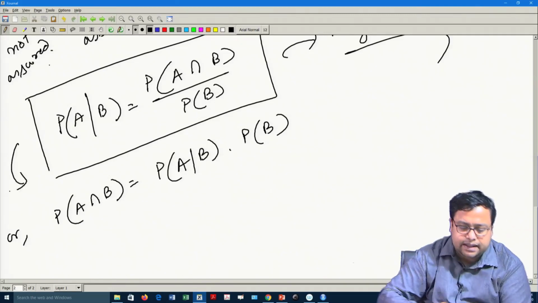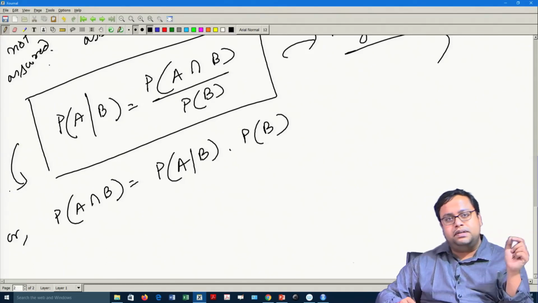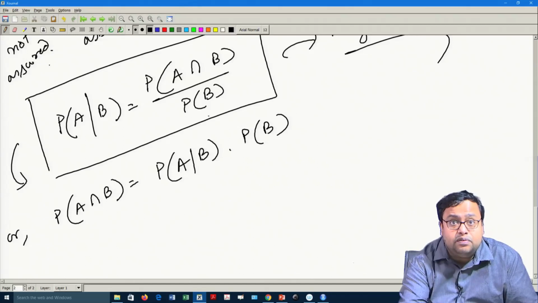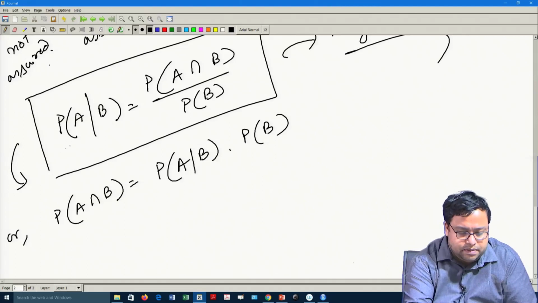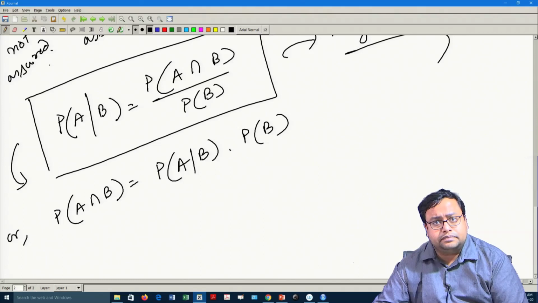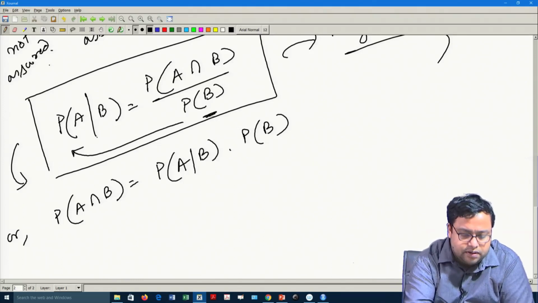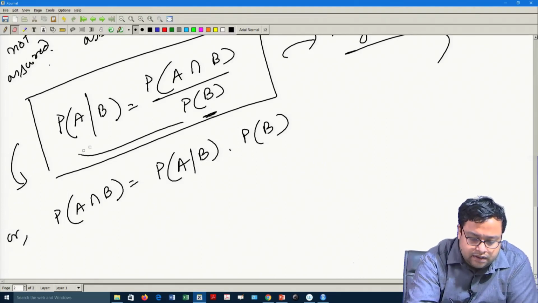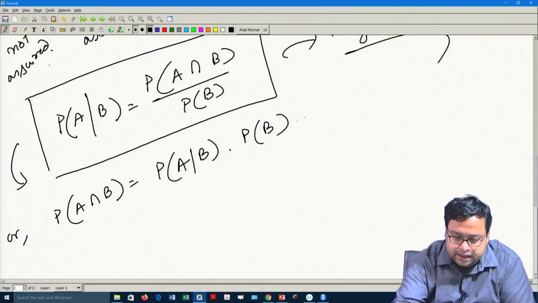So, from here can I write this? See, the numerator remains the same and this denominator, which is P of B, is pushed to this part. So, this one I am pushing it to this part. This guy, I am pushing it to here. That is what I am doing, and while doing that I am getting this formula.